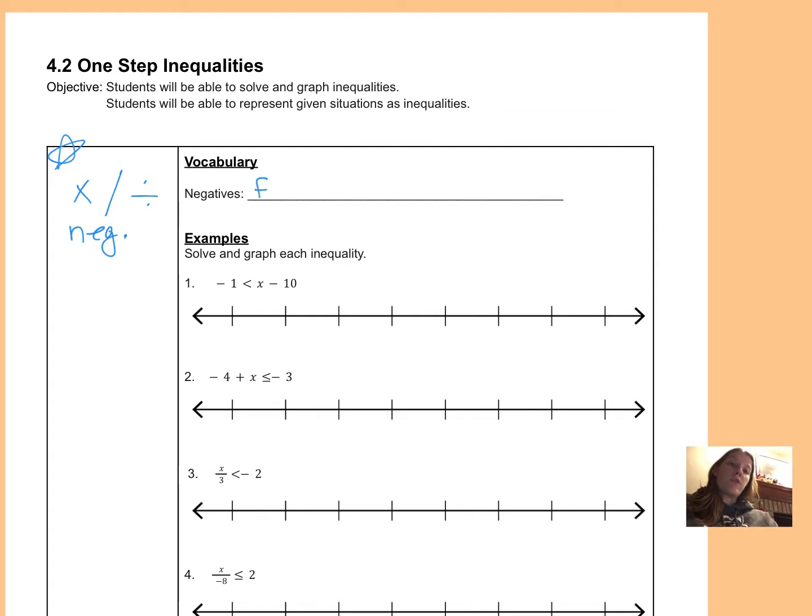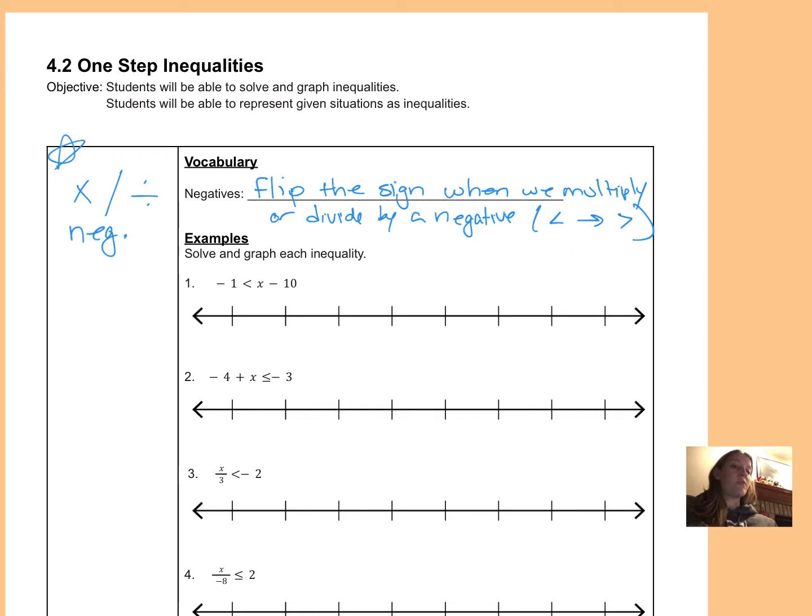And what we're going to do is we're going to flip the inequality sign when we multiply or divide by a negative. And no other time, only if we multiply or divide by a negative number. So then, for example, a less than would turn into a greater than. That's what we mean by flip the sign, or a greater than would become a less than.